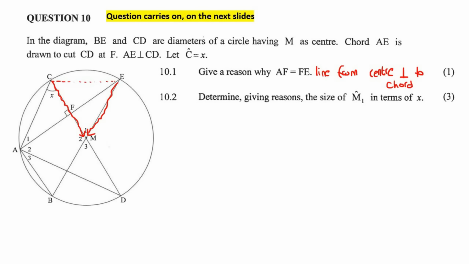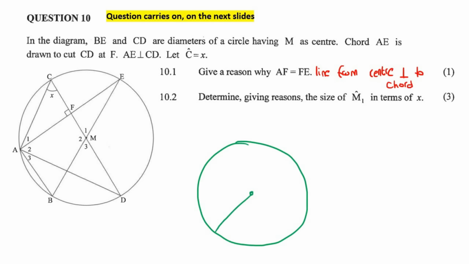Now chord CE also makes this angle over here. See that? Both of those angles, A1 and M1, they both come from the chord CE. Now M1 is at the center, A1 is on the circumference. So we know that if you have a circle and you have a center angle, that center angle is always going to be double any angle made on the circumference by that same chord. And that's the angle at center equals 2 times angle at circumference theorem.